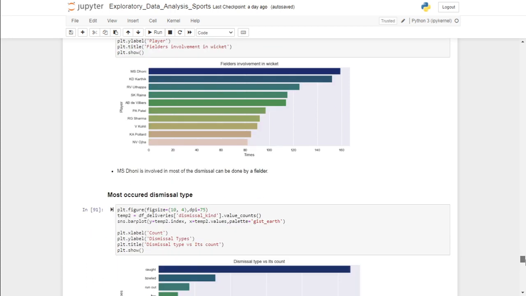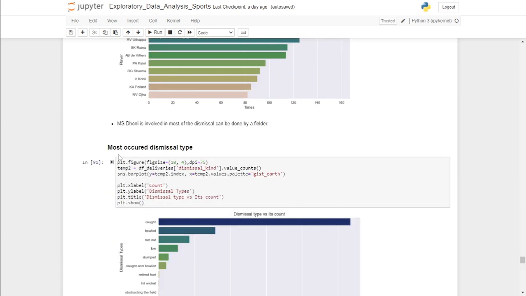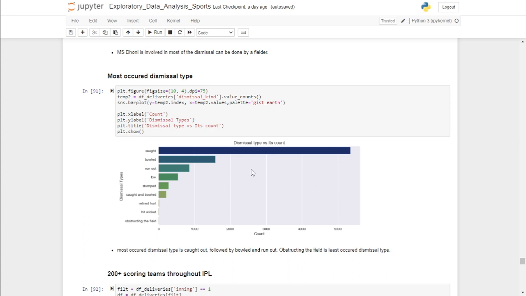And the next analysis is on the most occurring dismissal type. You can see that approximately 50% of the dismissals were caught, where they got the dismissal after catching the ball, and then the rest of the dismissal types are bowled, run out, LBW, and obstructing the field. This is very low, and hit wicket and retired hurt also.